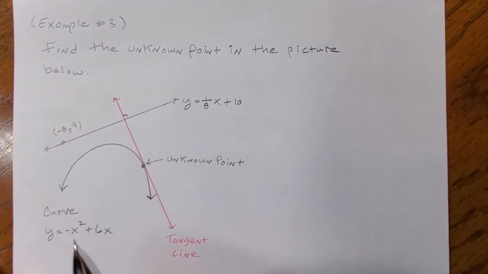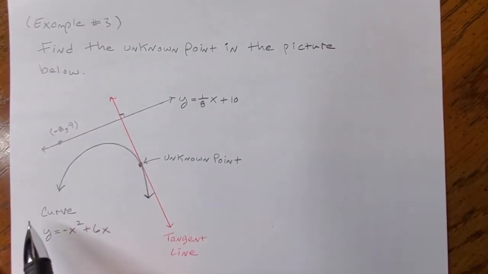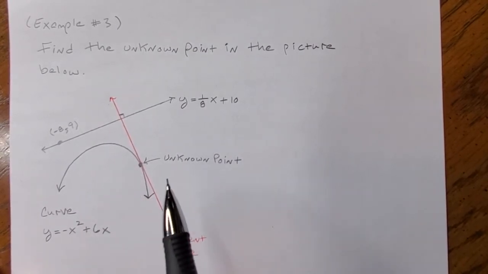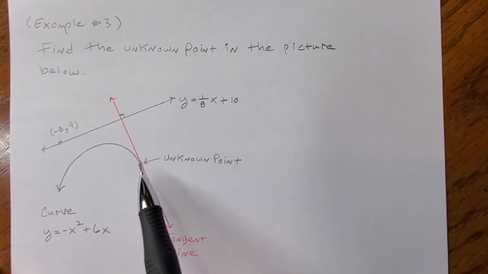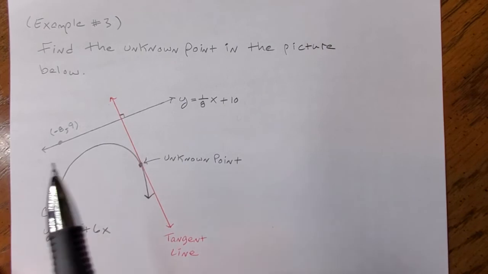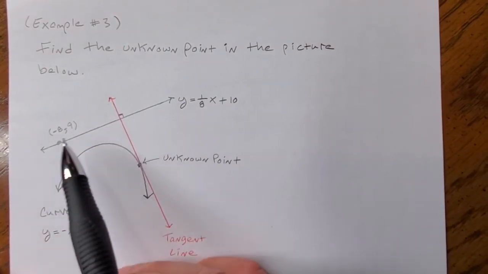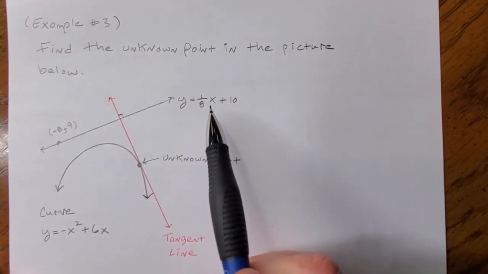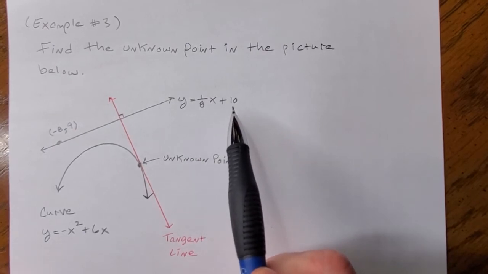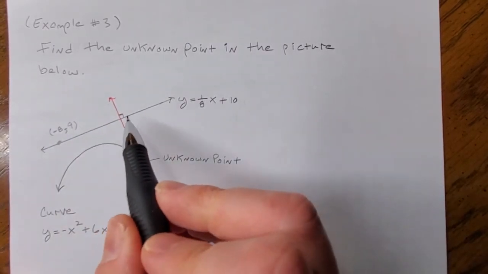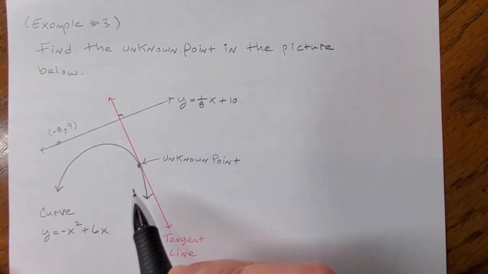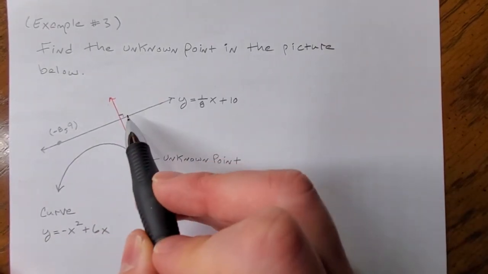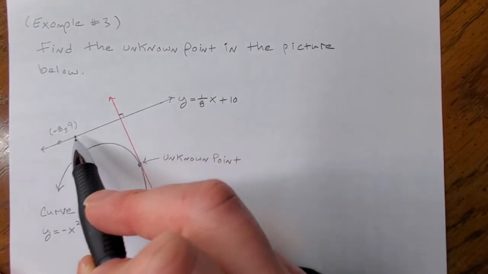Okay, so I have again a curve. In fact, it's the same curve as before. All right. And I have an unknown point and a tangent line to the curve at that unknown point. And then some line that's distant from the curve. And it's given an equation. Y is 1 over 8x plus 10. And what this picture seems to be saying is that the tangent line to the curve at this unknown point is perpendicular to this line.